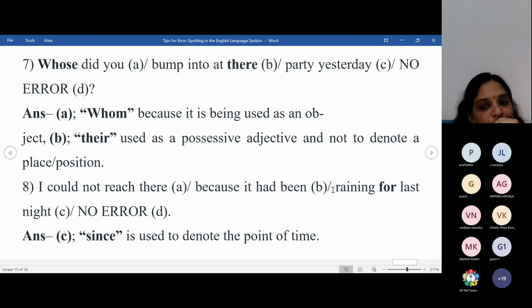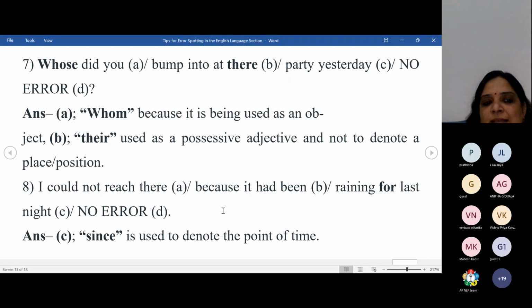It had been raining is what form of the verb? Past perfect continuous, had been raining. It has been raining, present perfect continuous. Remember that. Past perfect continuous: had been raining since yesterday or since last night. So you never use for there, or if you say for, you say I could not reach there because it has been raining for quite some time or for a very long time. That is the correct one.